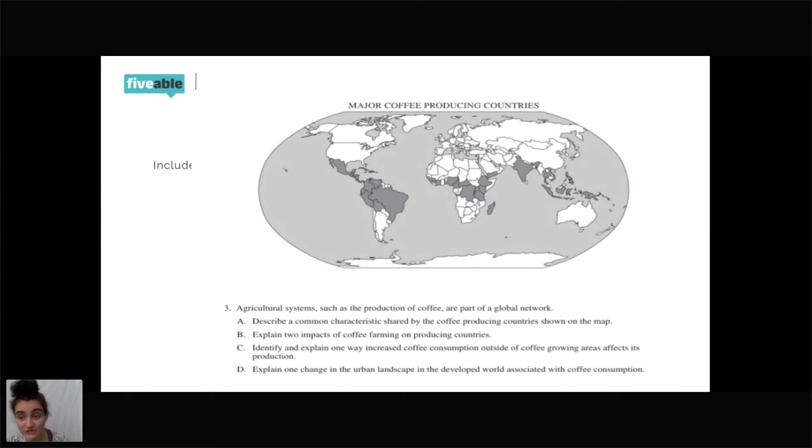Okay, so they're located, right? You're talking about the location, right? The environment, right? They're located very close to the equator, right? Because the production of coffee requires that kind of environment. So that's a very easy one to get, right? Because it makes sense. If you look at the graph, they're basically all around the equator.